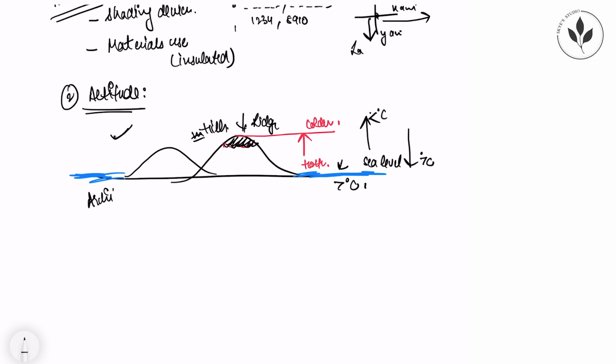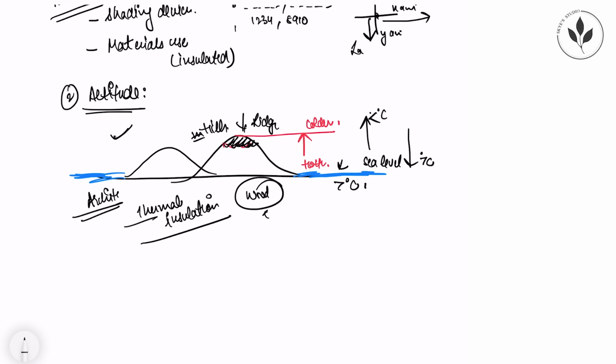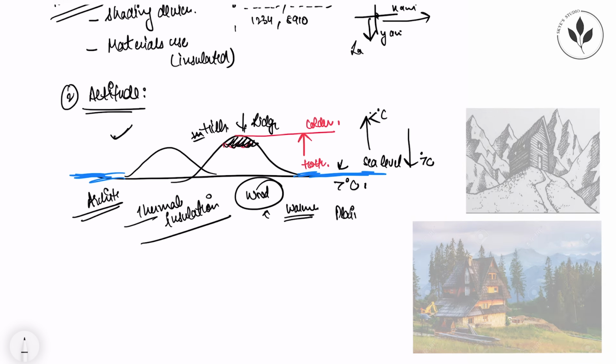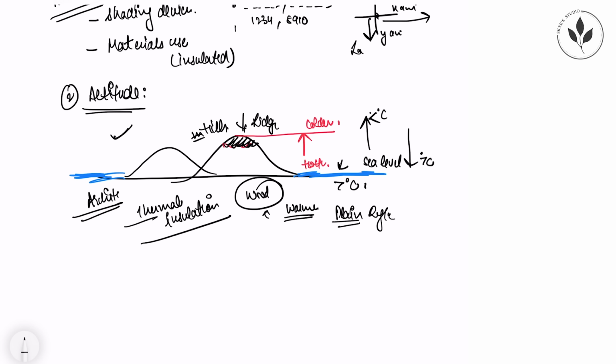So as an architect, we have to build the design taking into consideration the thermal insulation for the place. That is why in hills we mostly see houses which are made of wood, because they are good thermal insulators and they keep your houses warmer. On the other hand, in the plains, we try to use materials which are reflective and which do not absorb much heat. Fine. So the next climatic factor is distance from the sea.